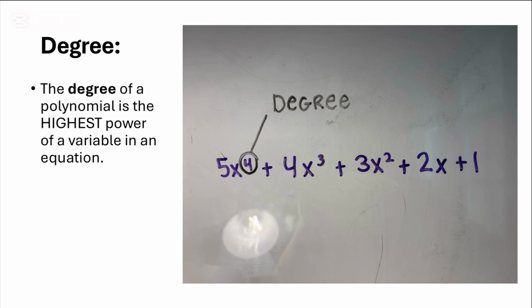So now we're going to get into the different parts of a polynomial. So let's start with degree. The degree of a polynomial is the highest power of a variable in an equation. So in this equation, the degree is 4 because it is the highest power.